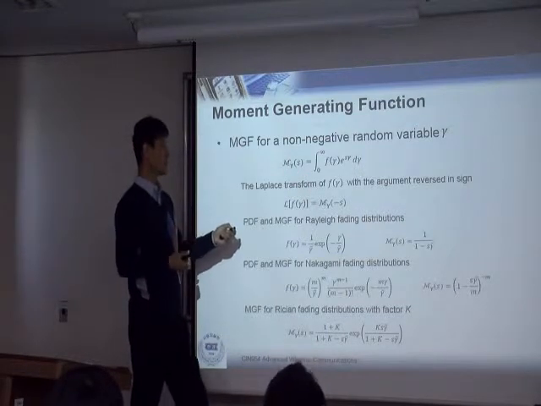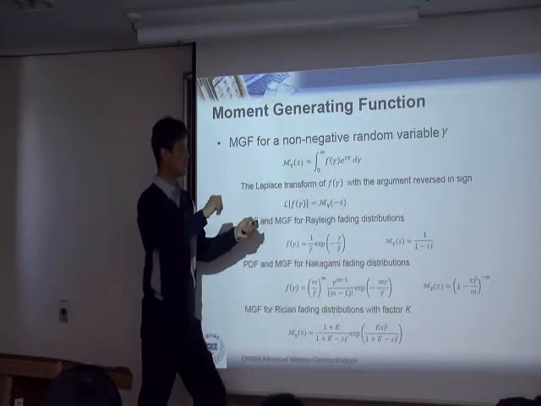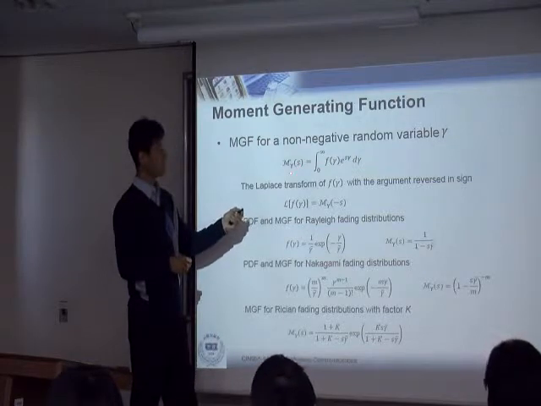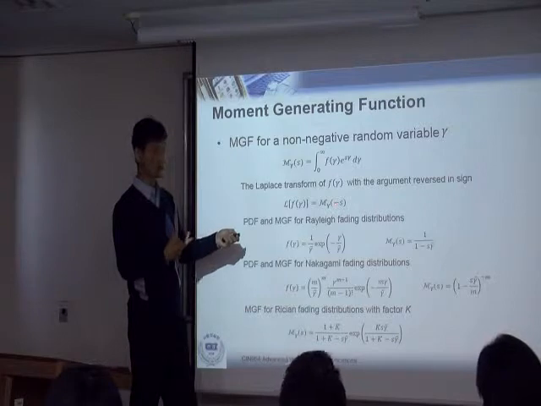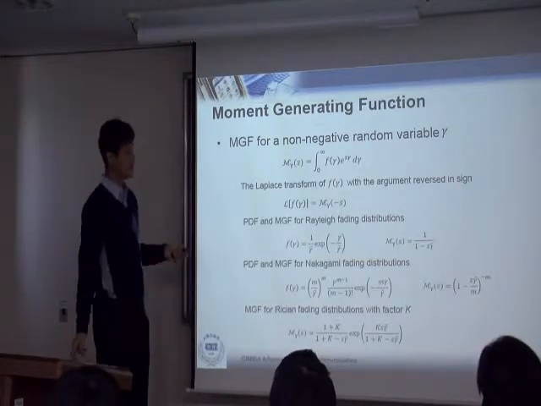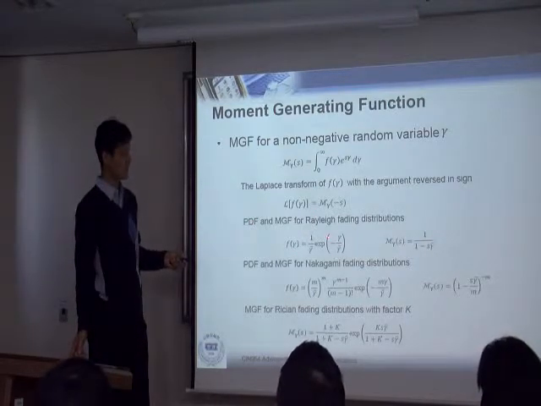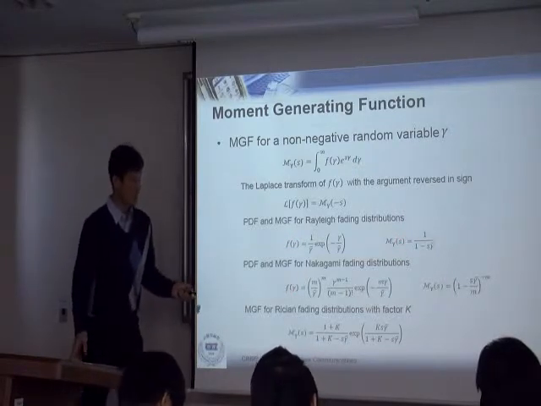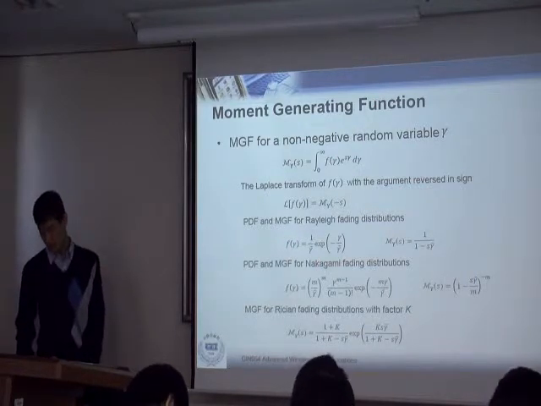What that basically means is that when you have a certain PDF, you don't have to calculate this integration by hand. You can just look up the Laplace transform table and substitute S with minus S. That will give you the MGF. This is the example when f of gamma is Rayleigh, this is the MGF. In the case of Nakagami, use this PDF here, and then you get this one.